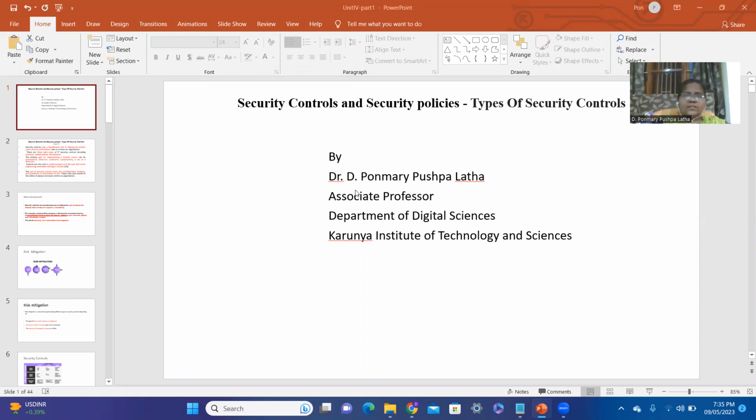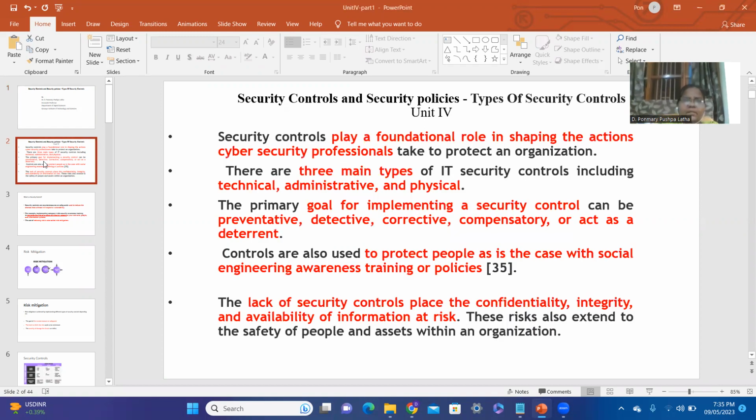Dear students, today in class we are going to talk about security policies, and also about security controls. Security controls play a role in shaping the actions of cyber security professionals. There are three main types of security controls: technical, administrative, and physical controls. We'll be seeing that elaborately.